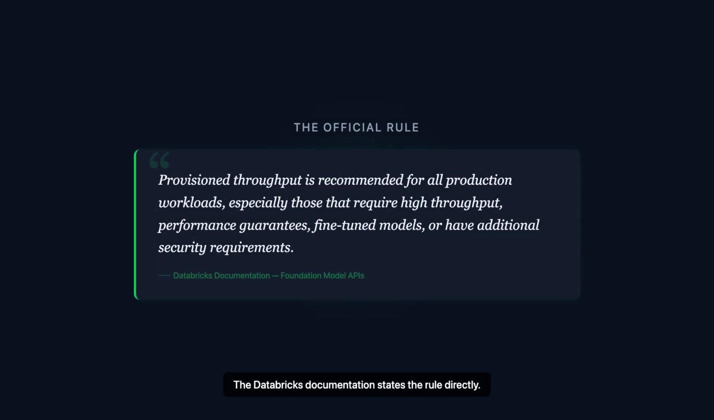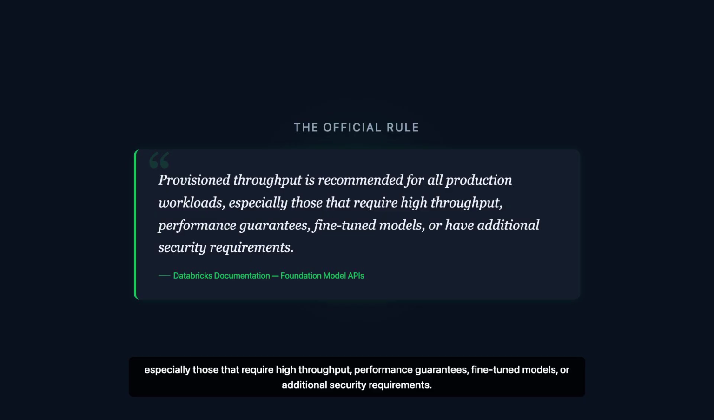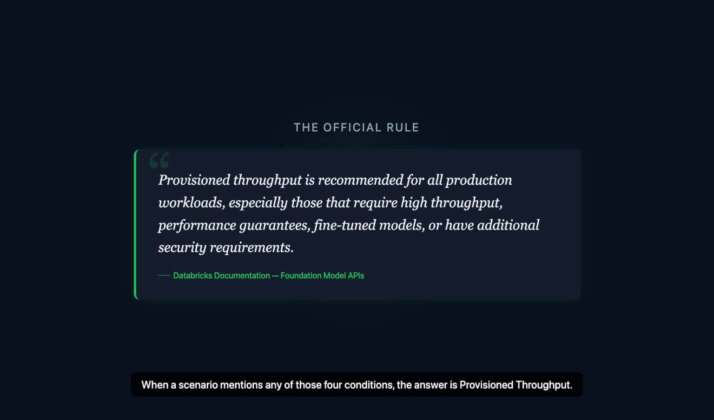The Databricks documentation states the rule directly. Provisioned throughput is recommended for all production workloads, especially those that require high throughput, performance guarantees, fine-tuned models, or additional security requirements. When a scenario mentions any of those 4 conditions, the answer is provisioned throughput.